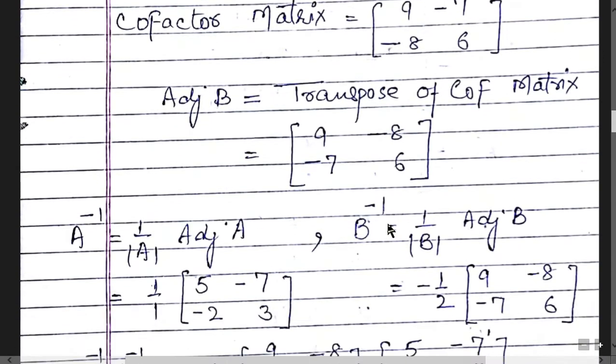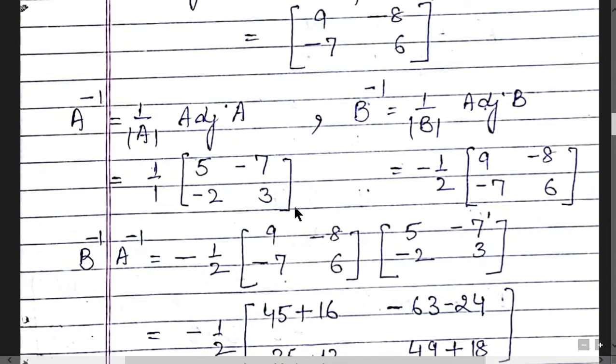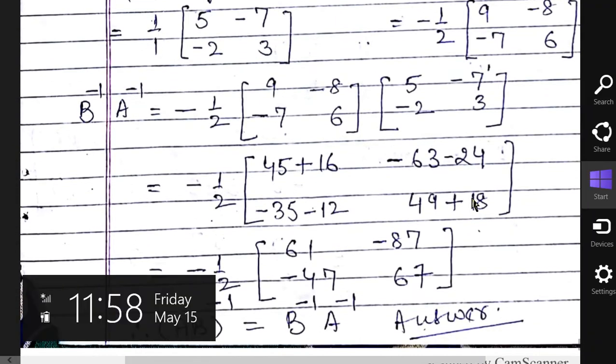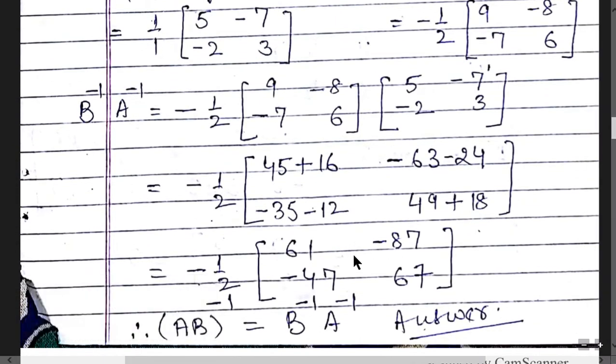Now write the inverse of both the matrices, A inverse, then B inverse by simply inserting the value in the formula. Then multiply B inverse with A inverse. First of all, write the value of B inverse, then A inverse, simply multiply 45 plus 16, it's minus 63 minus 24, it's minus 35 minus 12, then 49 plus 18. The value is 61, minus 87, minus 47 and 67.